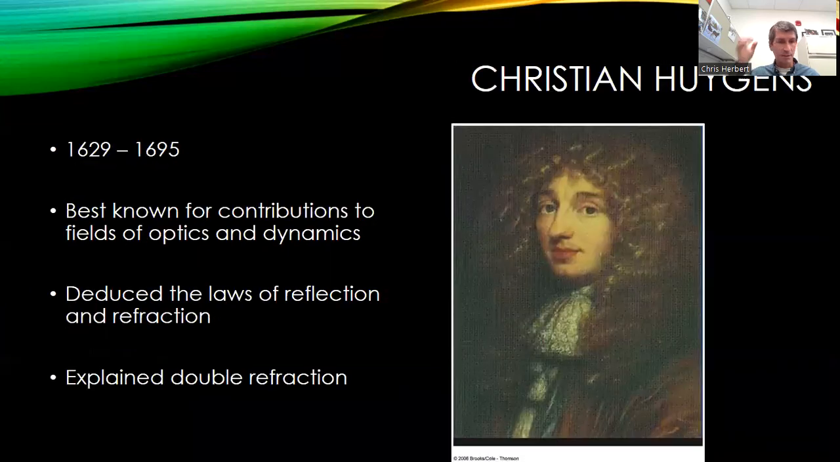Essentially, Huygens, best known for his work in both astronomy and in optics, lived from 1629 to 1695. And again, Christian Huygens, very, very famous for his work. The two go hand in hand, understanding optics, but also the understanding of astronomy.